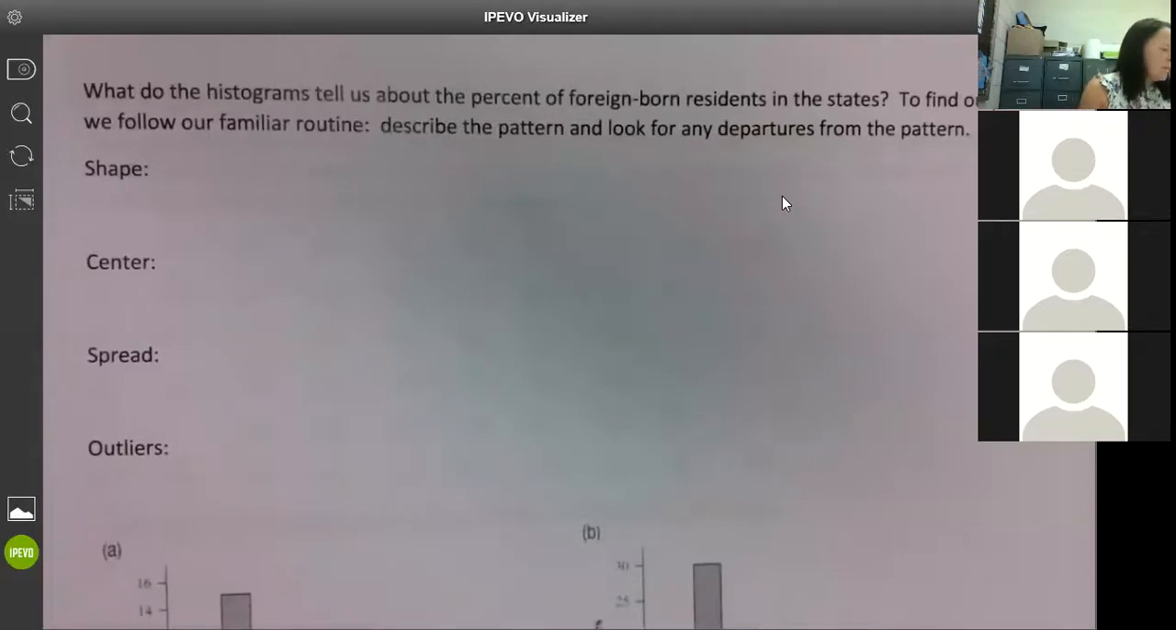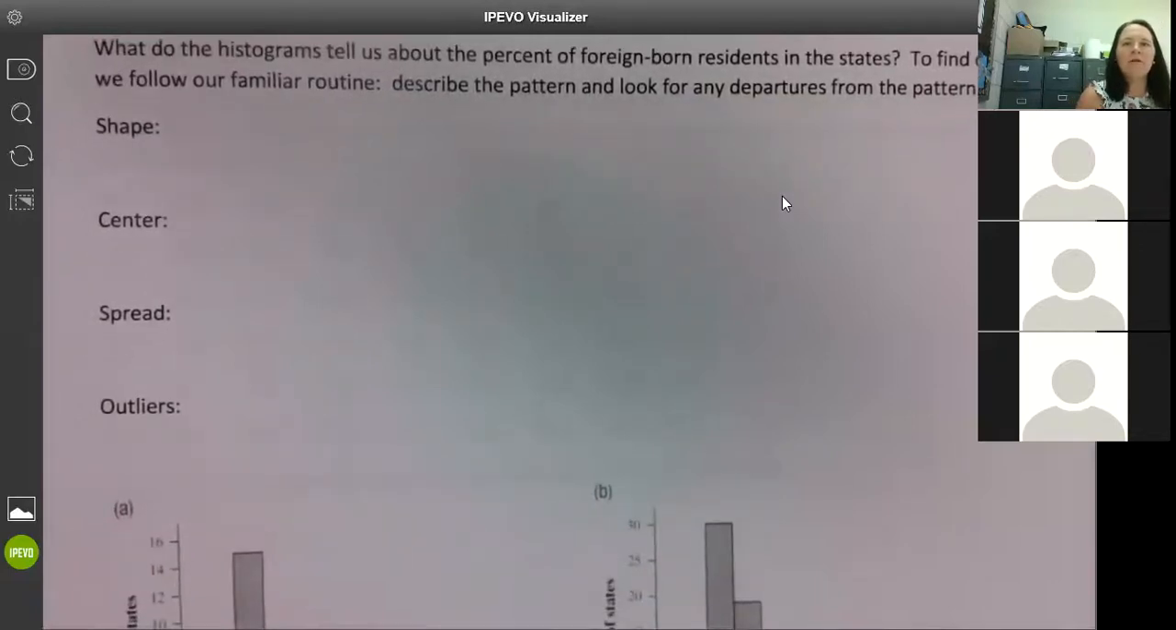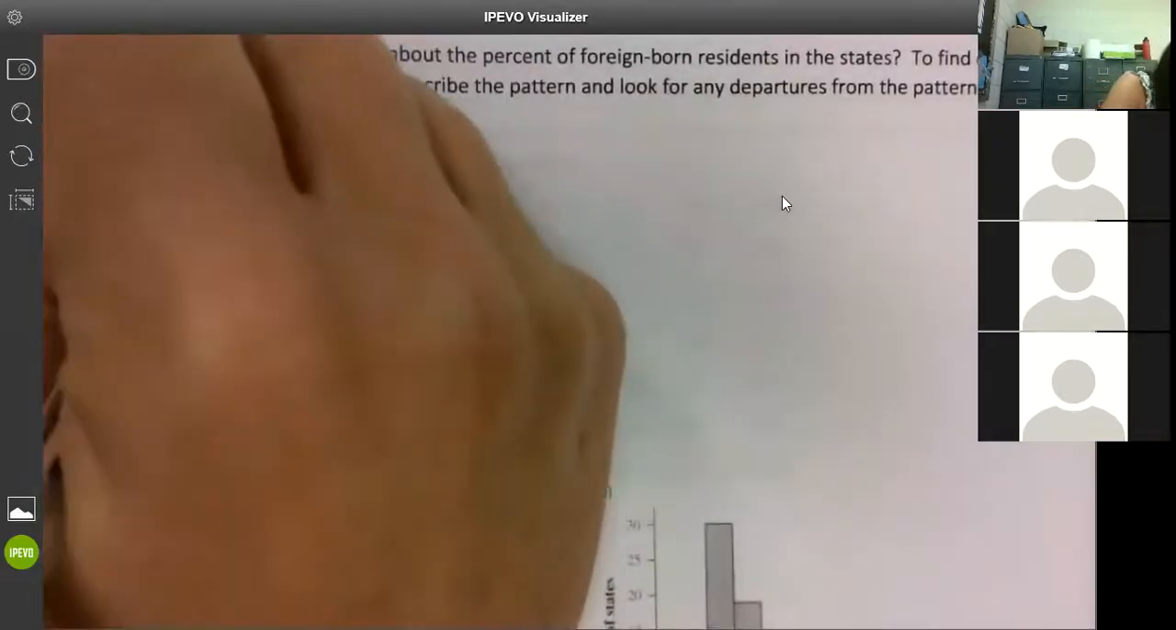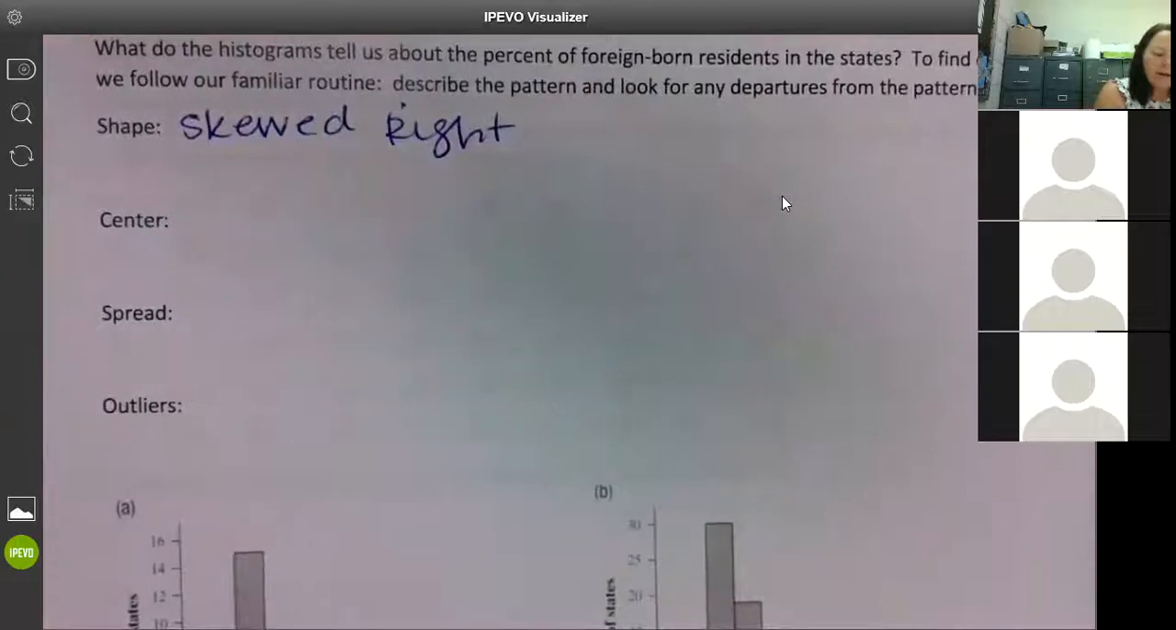So shape, center, spread. What do histograms tell us about the percent of foreign-born residents in the United States? To find out, we follow our familiar routine: describe the pattern, and look for any departures in the pattern. Okay, so they're right here. You have your two at the bottom. So what's your shape? Right skew. And remember, I told you they're the same shape, so you can look at either one. They're both the same graph. One is just frequency and one is relative frequency.